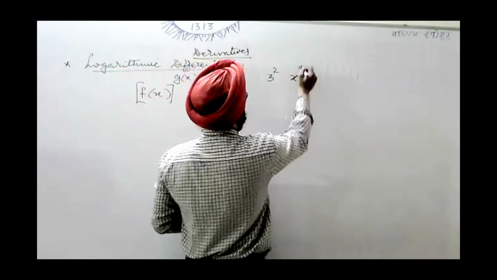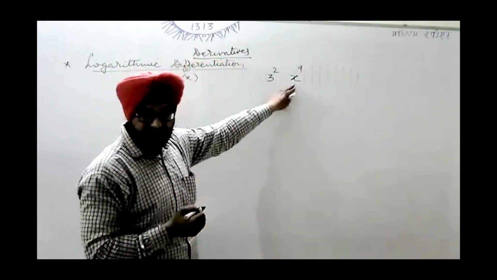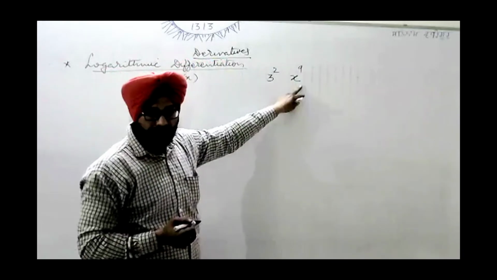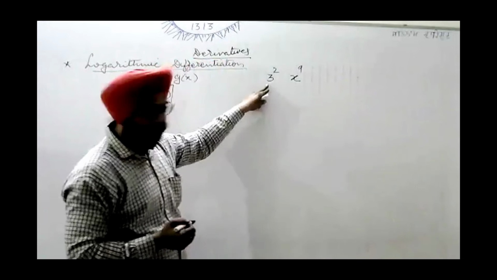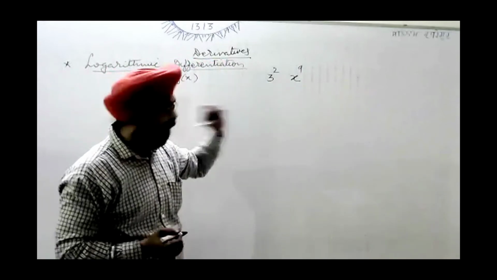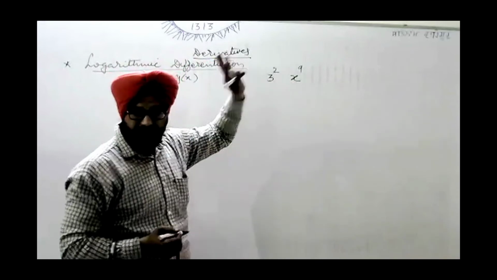X to the power 9: the base is a variable, 9 is a constant. We use the power rule for such a function. This first one is a constant, so its differentiation will be 0. You have seen that. This also we have seen using the power rule.